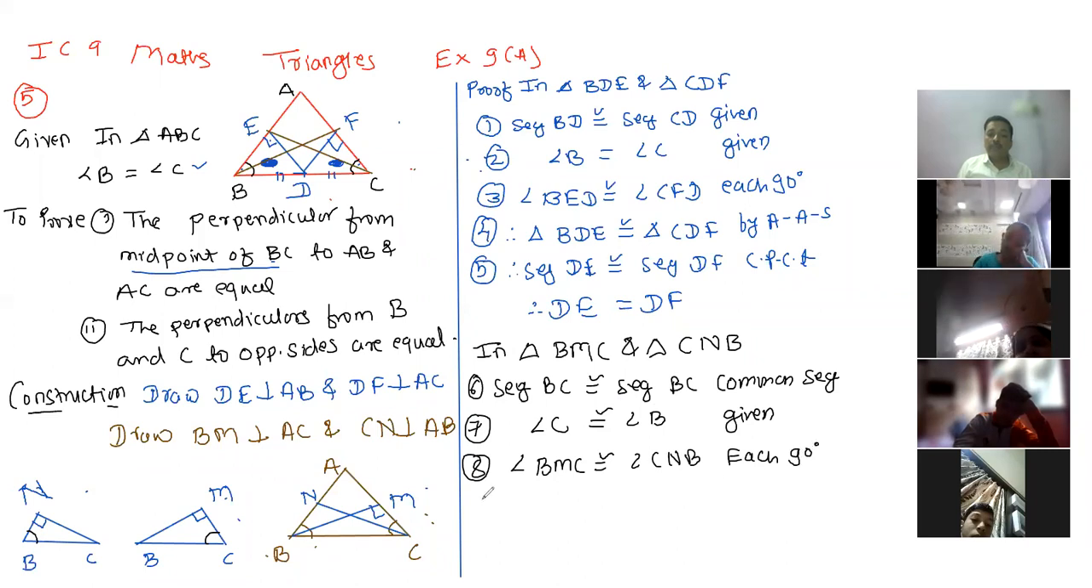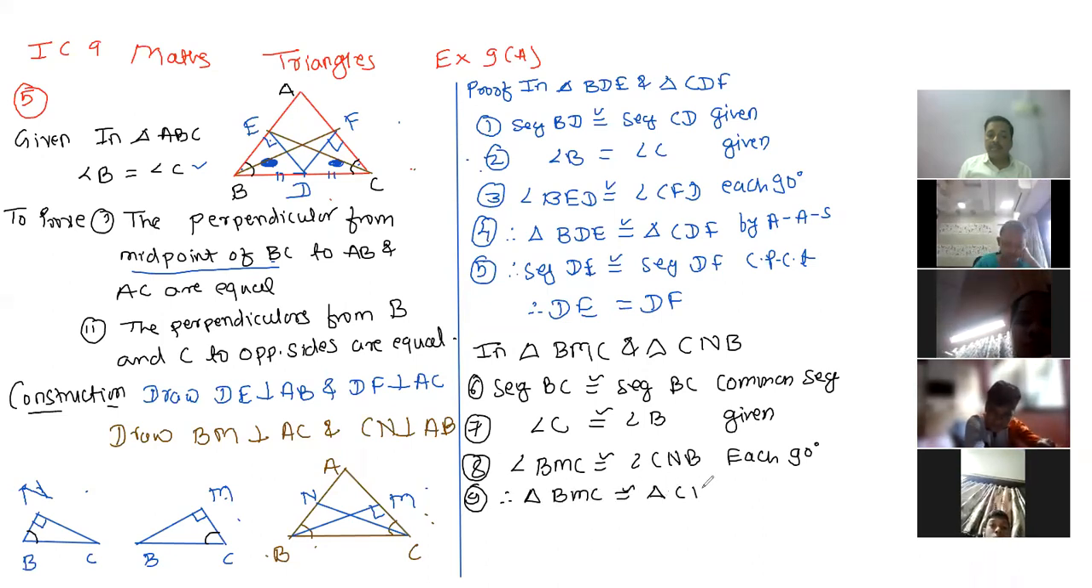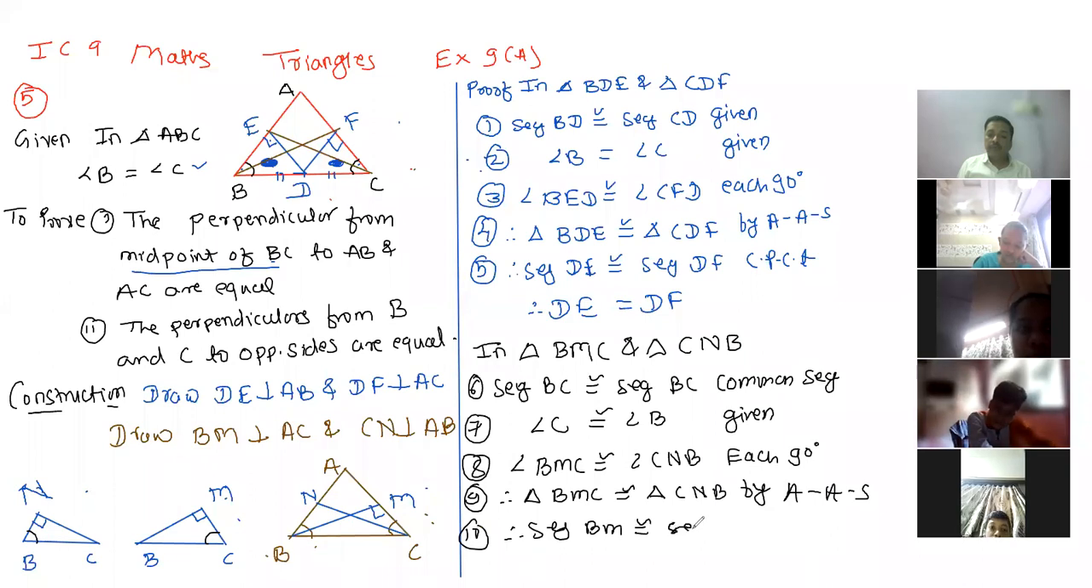Understood, Dheeraj? Yes, sir. Triangle BMC congruent to triangle CNB by which test? Again 90 degree angle and side, yes, AAS. If triangles are congruent, their corresponding parts are congruent. Therefore side BM congruent to side CN, corresponding parts of congruent triangles. So therefore BM is equal to CN. Sum solved. Theorem proved.